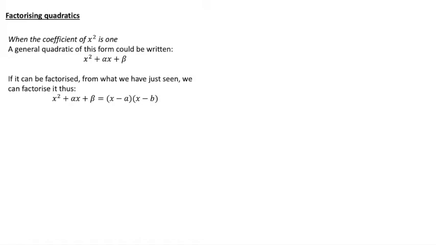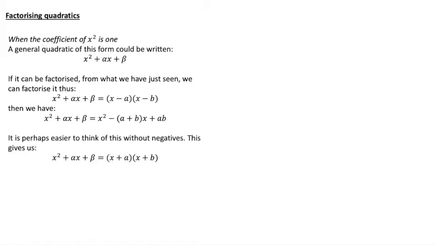So what do we do when the coefficient of x squared is 1? A general quadratic of that form could be written x squared plus alpha x plus beta. And if it can be factorised, from what we've just seen, we could factorise it as x minus a times x minus b. And that would give us x squared plus alpha x plus beta equals x squared minus (a plus b)x plus ab.